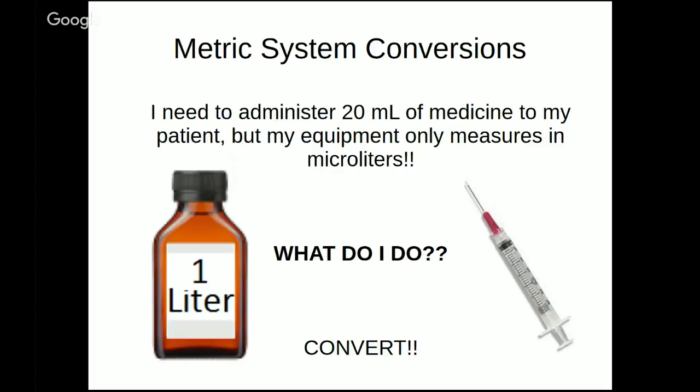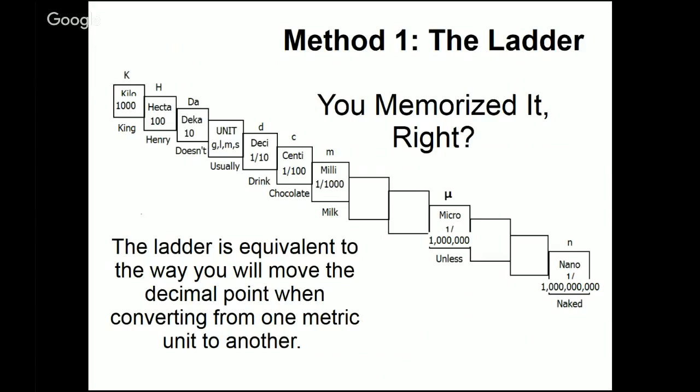If you do this incorrectly, if you're off by even 1 decimal point, you're going to either give your patient 10 times too much medication or 2 times too little. And either of those scenarios can be fatal. So you need to be able to convert between these units and do so accurately and effectively. So let's talk about how metric system conversions work. They're really pretty simple. You just have to practice it a little bit.